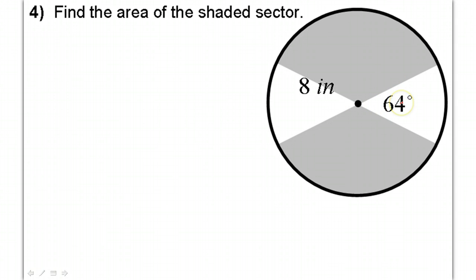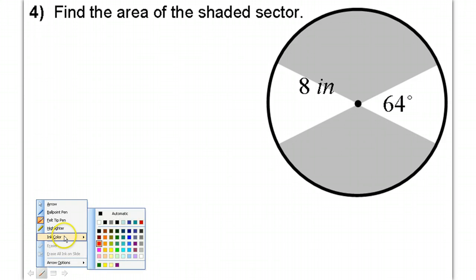But there's something you've got to watch out for. See this 64 degrees? Is this the correct angle that we're going to use? You have to subtract that from 360. Right, well, from 180, because they're linear. See how we have the straight line going here? They're a linear pair.